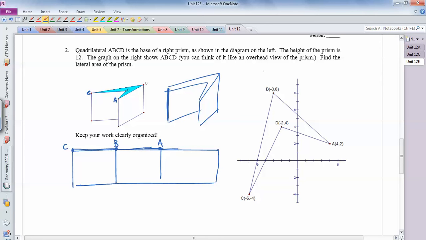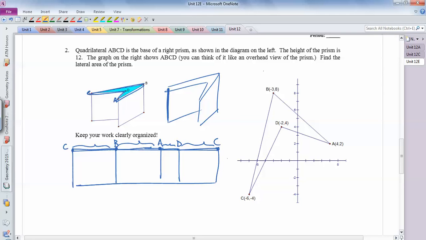And then you go a little bit and you get to D. And then you keep going and you get back to C here, right? So CB is right here. And then BA is right here. And then you unfold it some more and you get AD right there. And you unfold it some more and you go back to where C was.